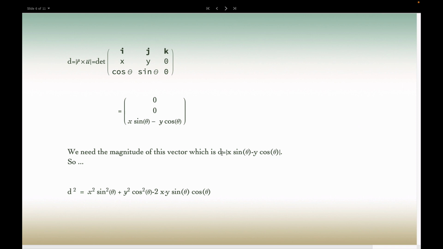So that's our distance. Now in computing moment of inertia, we need this distance squared. So we square this expression to get the distance squared. So it's the square of the first, x squared sine squared theta, square of the last, y squared cosine squared theta, minus twice the product of the two. That's our distance squared from the point mass that has coordinates x, y, and the axis, which has direction theta.